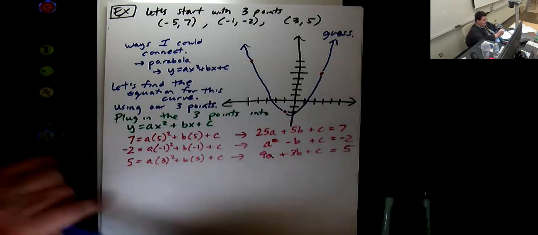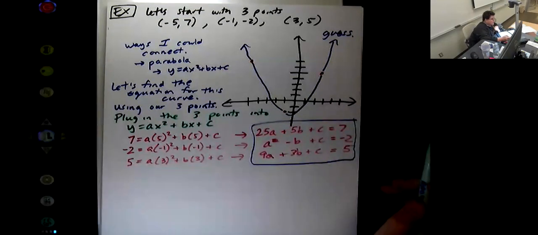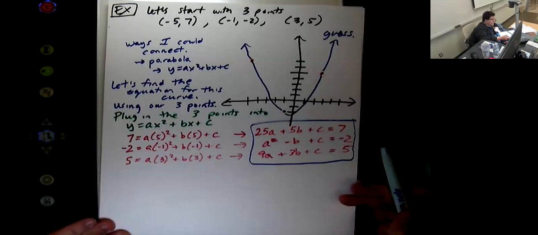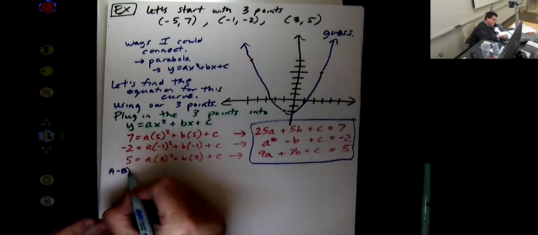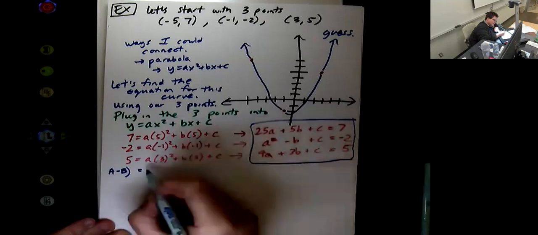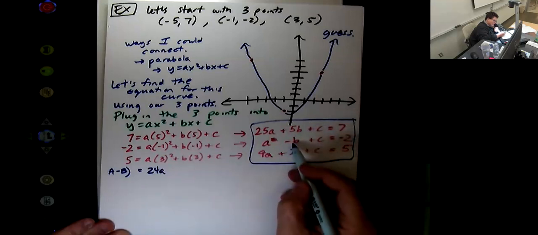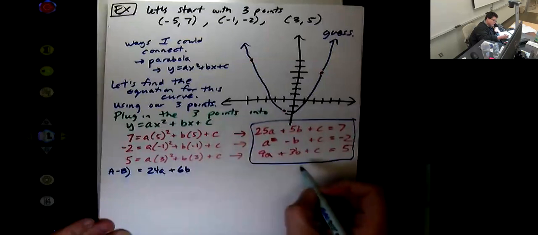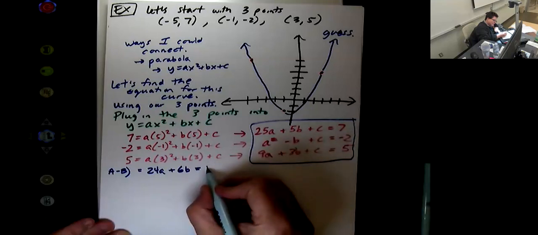Over here, I have 3 equations and 3 unknowns. I can solve these for a, b, and c and figure out what the coefficients are. C has a coefficient of 1 in all of them, so if I do the first minus the second, I get 25a minus a is 24a. 5b minus -b is going to give me plus 6b. The c's go away, and 7 minus -2 is positive 9.